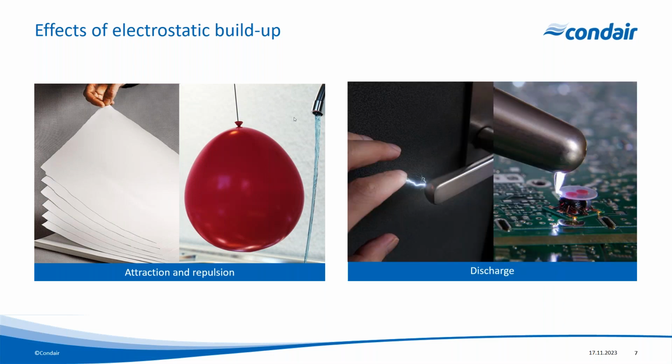And of course, a huge problem that can occur is when the static gets the opportunity to dissipate into an object. There, we can get a huge voltage transferring, or we can get a spark. So all of these effects, both attraction and repulsion and discharge, can have very negative effects on processes in manufacturing.